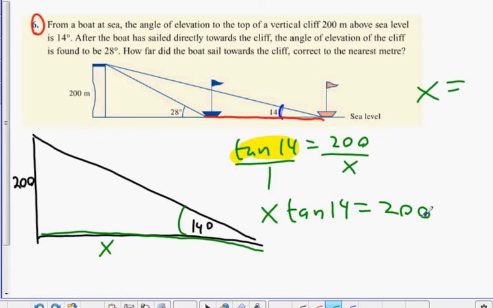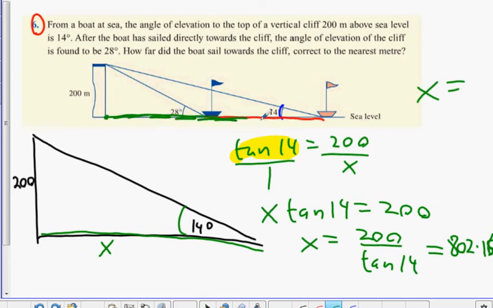Where could the tan 14 technically go? Under or over? Under. So x equals 200 divided by tan 14. And what's 200 divided by tan 14? Somebody on the calculator? 802.15, yeah? 16, thank you. Now, this whole distance here, I'm about to mark it in here.